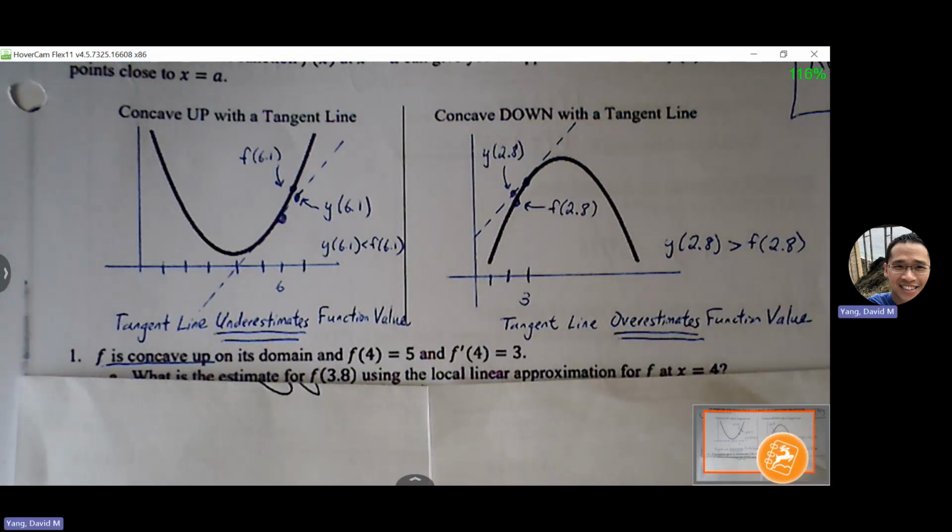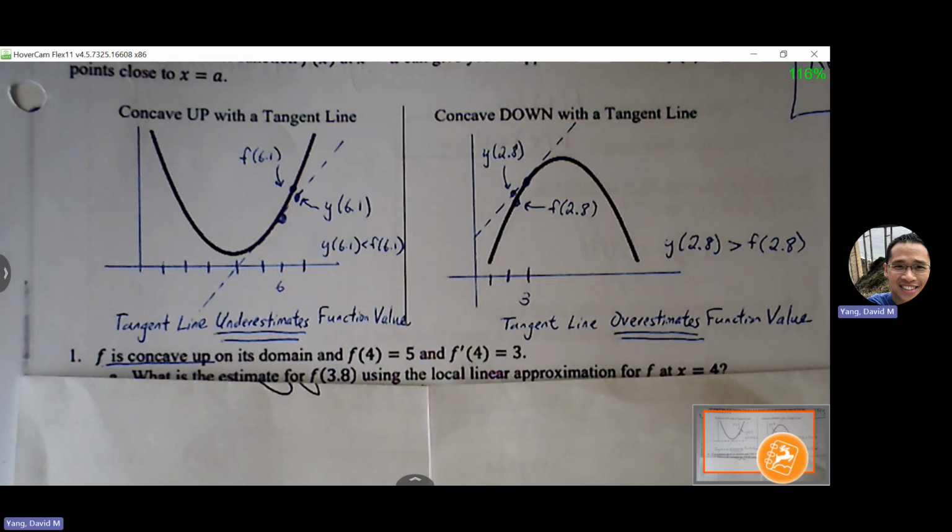Basically, it overestimates, like the tangent lines are higher than the actual point on the curve. And when it underestimates, the opposite: the tangent line's lower. Exactly. But our focus today is finding that tangent line equation, then plugging in the decimal and finding an approximation.